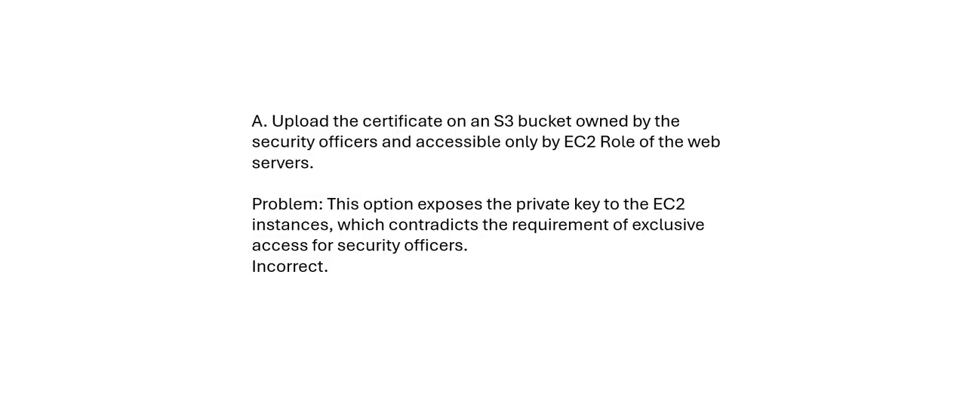So A is telling, boss, we will upload the certificate on an S3 bucket. And this bucket will be owned by security officers, all security officers. And these will be accessible only by the EC2 role of the web server. The problem is this, the private key to EC2 is exposed to all security officers. We are clearly saying only exclusive access for security officers. This will not work.